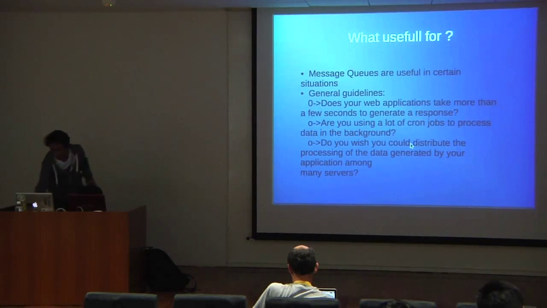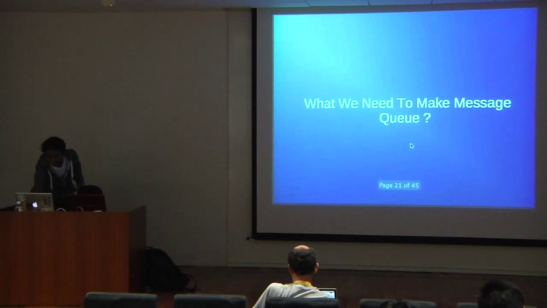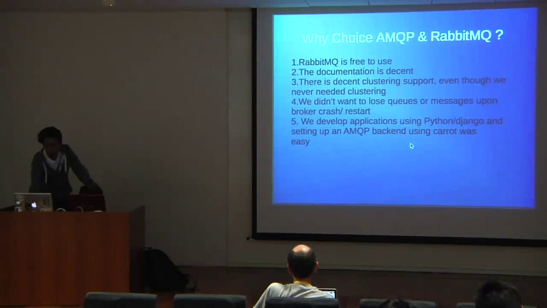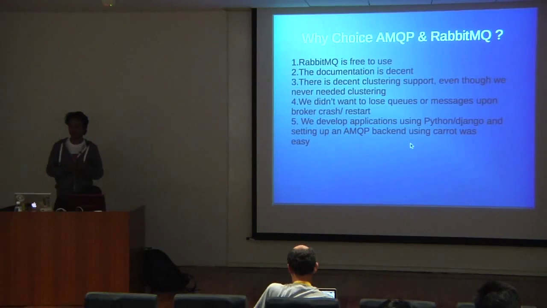Yeah, we use it. So what do we need to make message queuing? We need AMQP and RabbitMQ. So why choose AMQP and RabbitMQ?